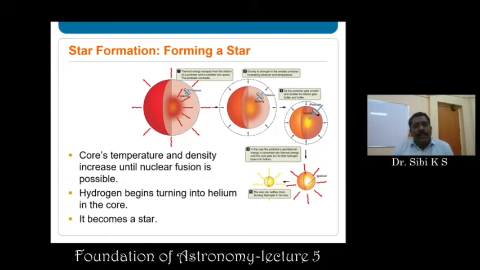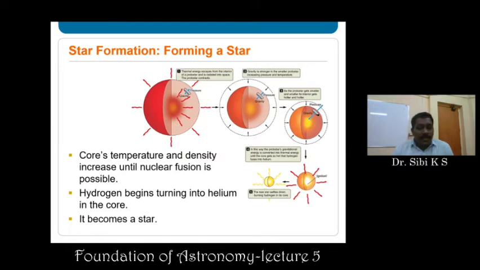Now here we will talk about the core's temperature. The core's temperature and the density increase until nuclear fusion is possible. The thermal energy which escapes from the interior of a protostar is radiated into space and the protostar contracts, and gravity becomes stronger in the smaller protostar, increasing pressure and temperature. As the protostar gets smaller and smaller, its interior gets hotter and hotter.